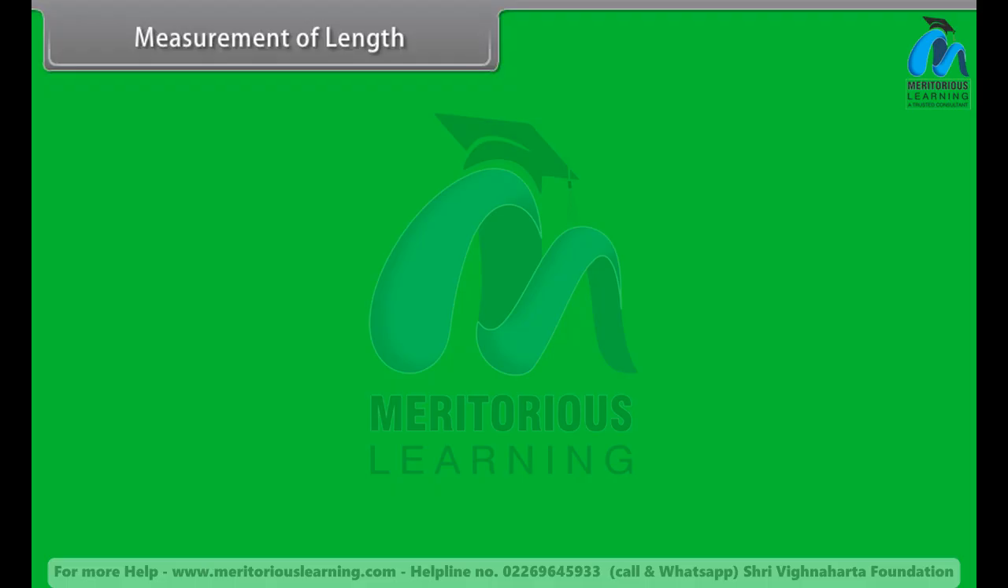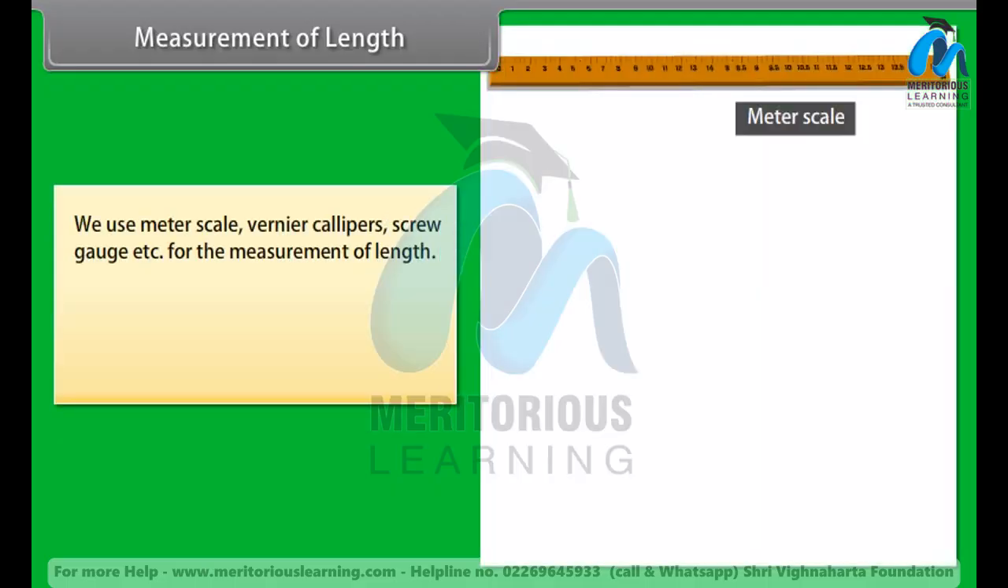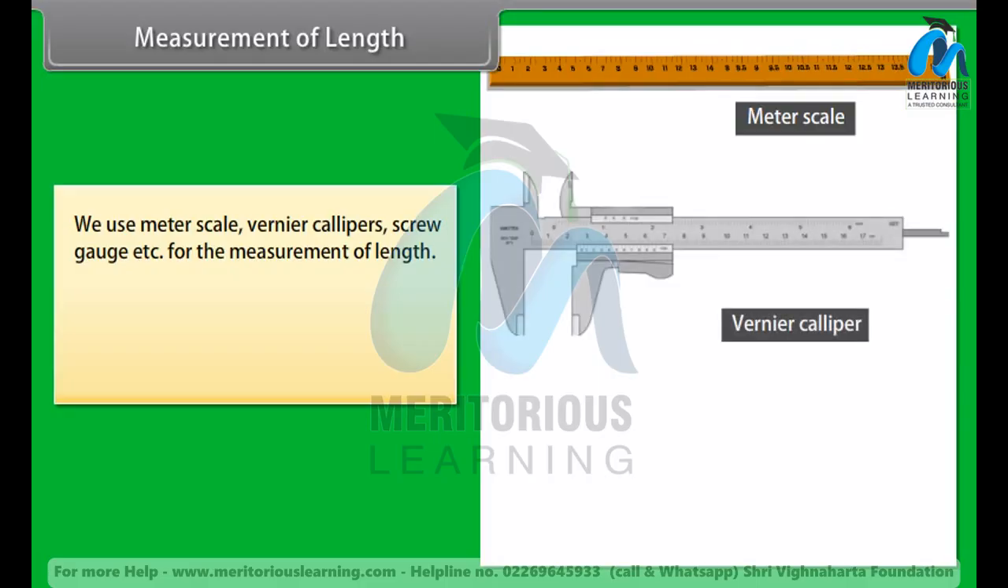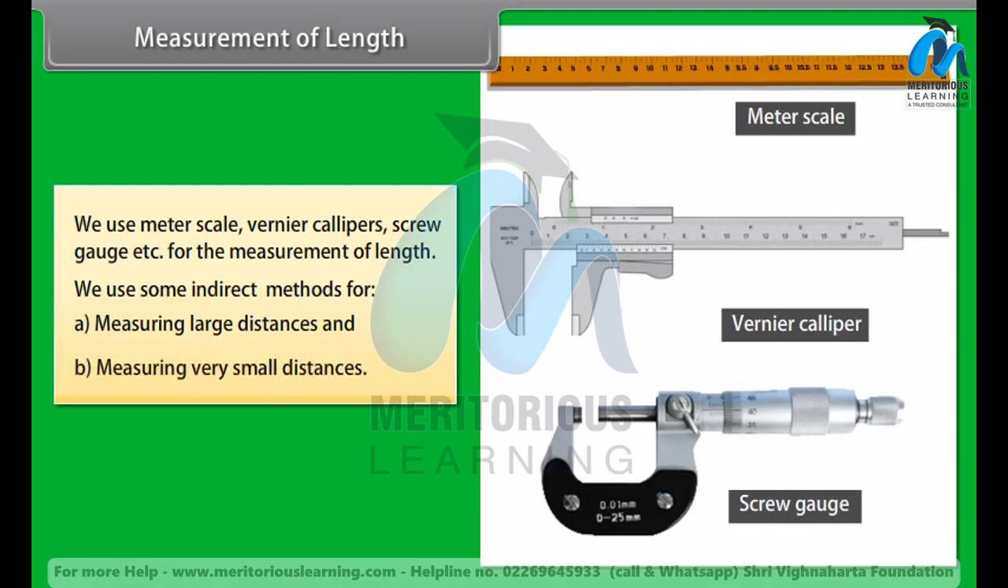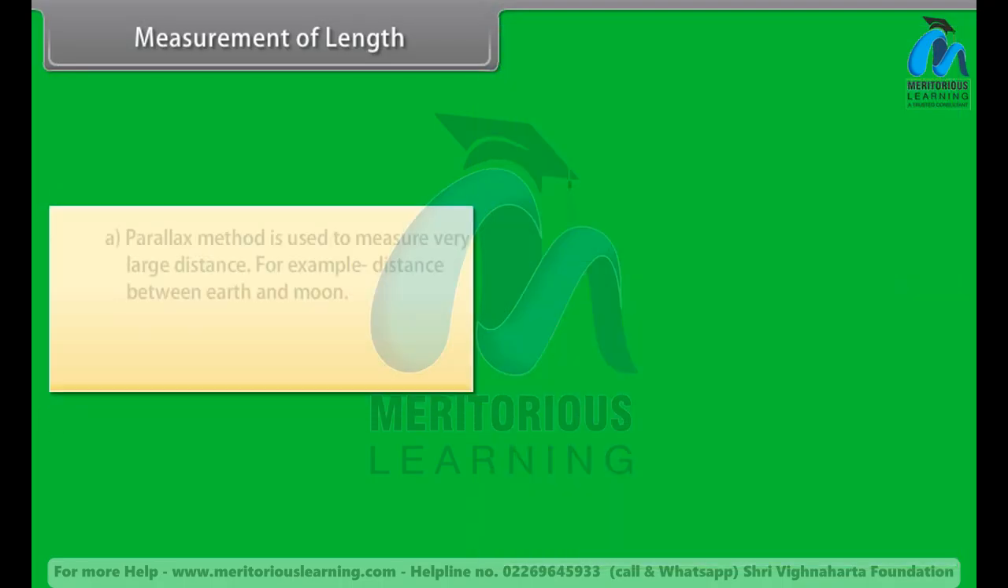Measurement of length. As you know, we use meter scale, vernier calipers, screw gauge, etc. for the measurement of length. We use some indirect methods for A, measuring large distances, and B, measuring very small distances.